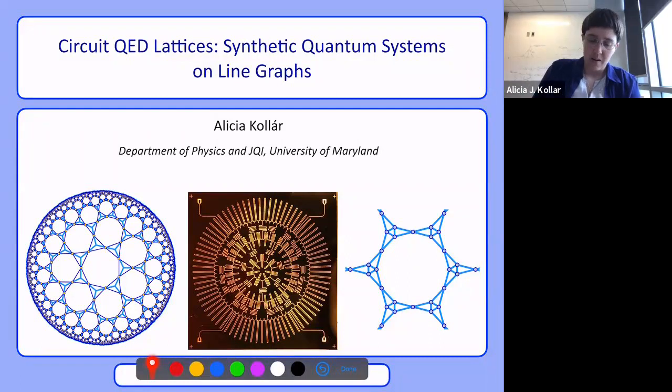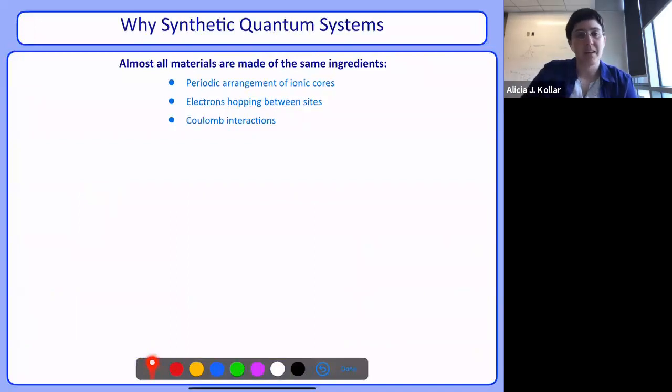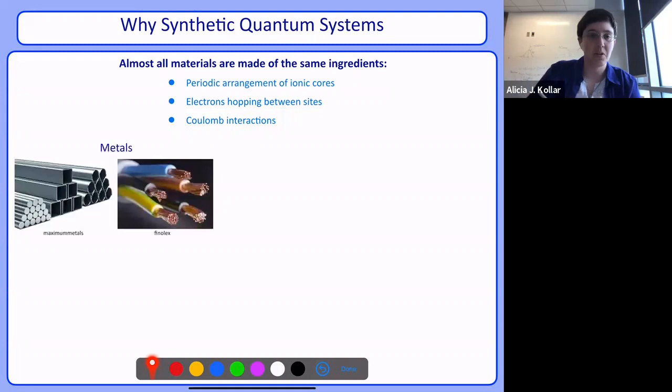And so why would one want to make synthetic quantum systems? Basically all of the materials that you encounter in the real world arise from variants on a very simple set of ingredients. You have some periodic arrangement of lattice sites, you have electrons hopping between those sites, and then they natively have Coulomb interactions. And this makes basically everything that we see in the world today, from the kinds of metals that we use for building to the wires that are in all electronics.